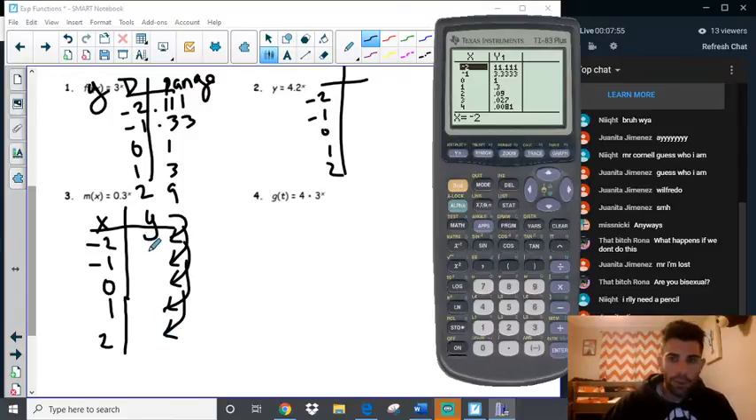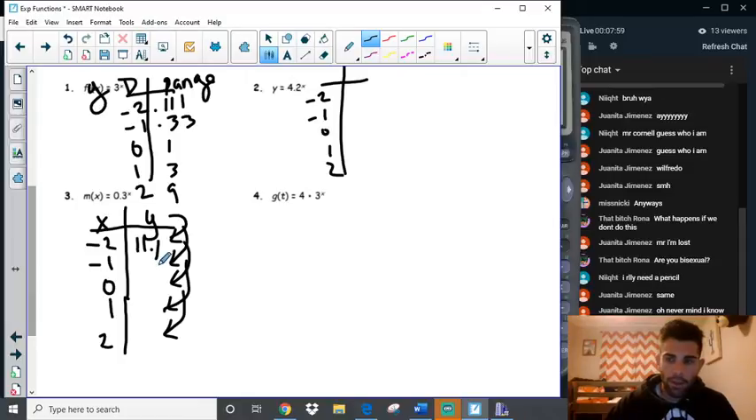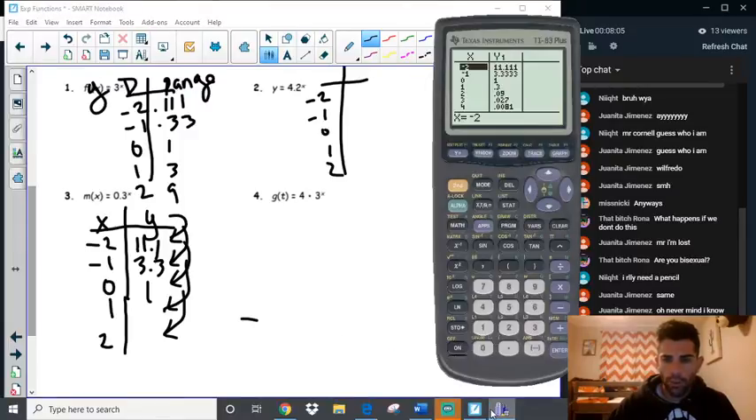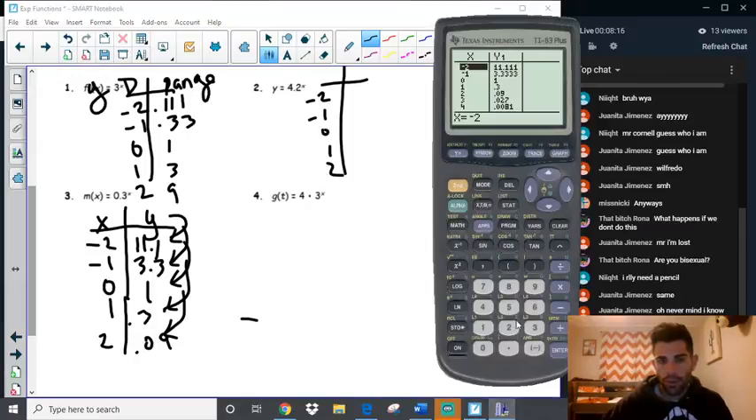So those are the numbers that would go there. So here we just said was 11.1. Here was 3.3. That was 1. Then it was 4.2. That was 0.3 and 0.09. That's all we're doing. And I'll show you the last one just so you can see the table.